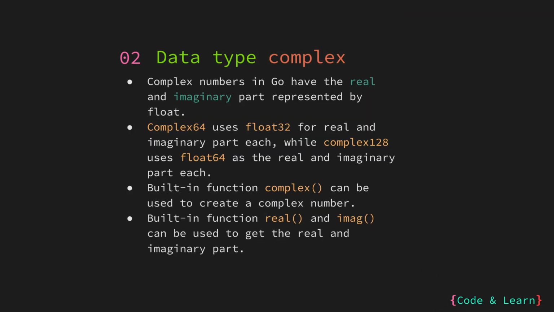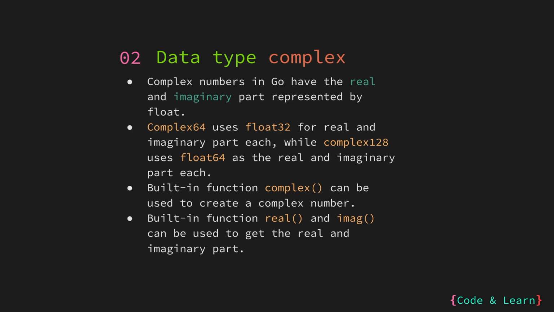Complex numbers are a data type in Go, but they are not widely used. It is rare that you will come across Go code that uses complex numbers, but for brevity, we'll cover them in this lesson. A complex number in Go has its real and imaginary parts represented by floats. There are two complex data types, and they are complex 64 and complex 128. Complex 64 uses float 32 to represent both the real and imaginary parts. Similarly, complex 128 uses float 64 to represent the real and the imaginary parts.